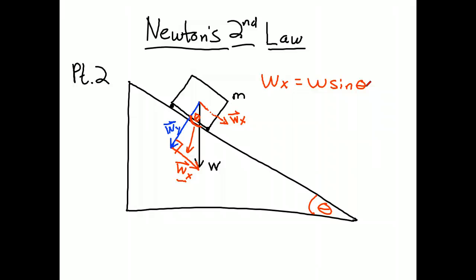If we needed Wy for some reason, we would solve Wy is equal to W cosine of theta. Okay? So this gives us a little breakdown of vectors. And it also tells us that Wx is what we should use when we're trying to do force problems on an incline, at least for now.